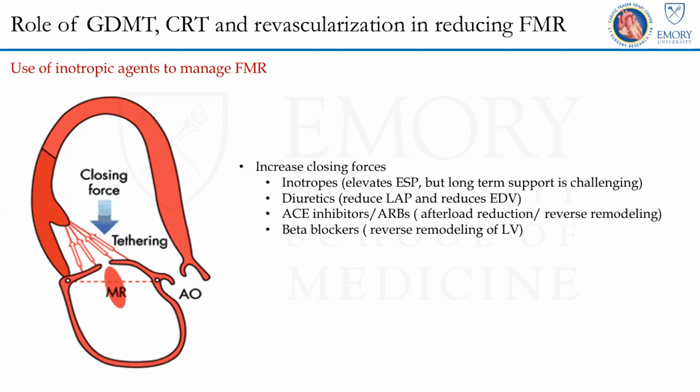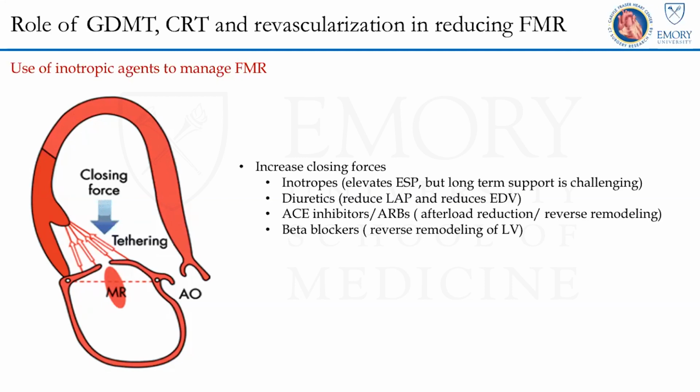Diuretics have been used to reduce the left atrial pressure and also reduce the end diastolic volume. By reducing the left atrial pressure, we can increase the transmitral gradient for a given left ventricular pressure. But also by reducing the amount of blood filling the ventricle, by reducing the preload, we can have a reduction in the EDV, which could potentially reduce the tethering forces to an extent as well. The third and fourth groups, which are the most commonly used, are ACE inhibitors and ARBs, which have a vasodilatory effect and thus can initiate afterload reduction, but also induce reverse remodeling of the ventricle, which could be quite beneficial.